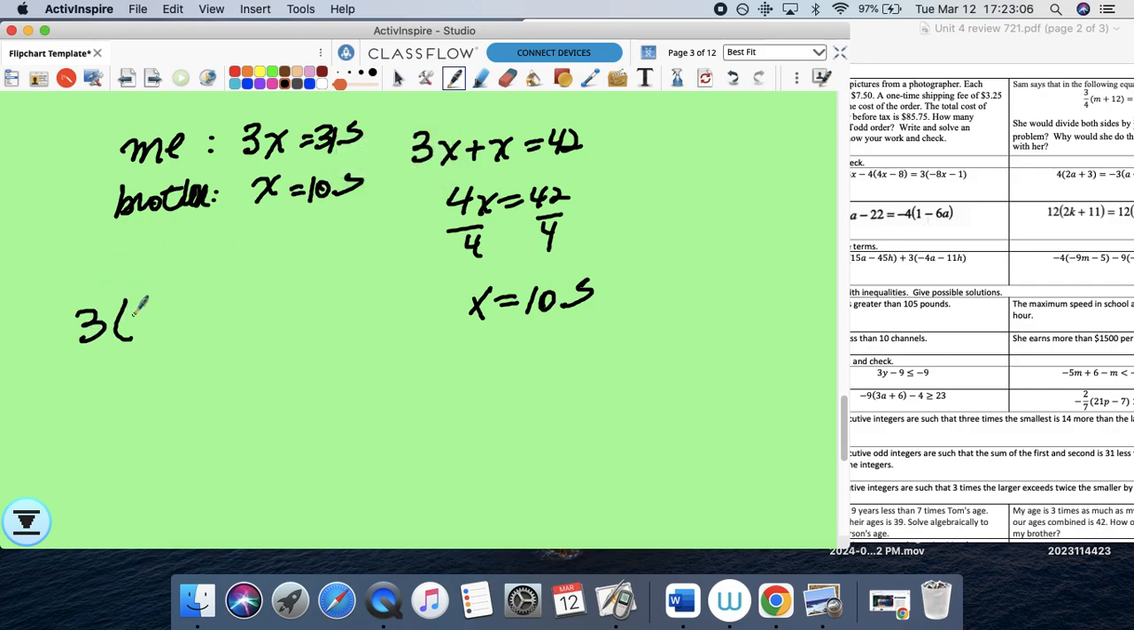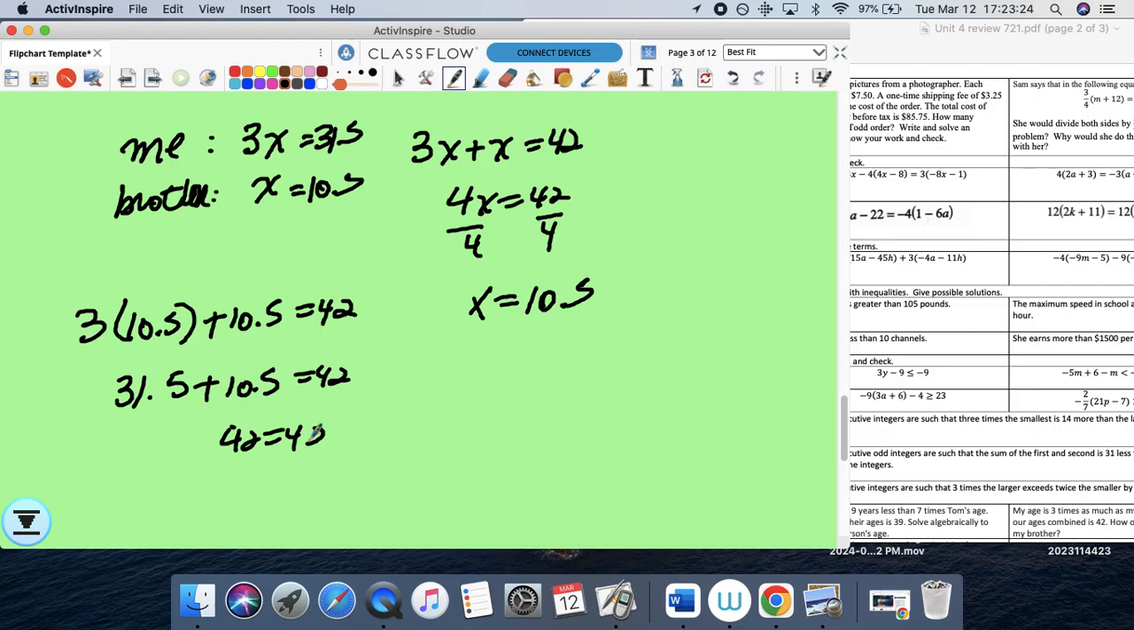So 3 times 10.5 plus 10.5 should give us 42. 3 times 10.5 is 31.5 plus 10.5. Guess what? It works. So that is 42 equals 42.